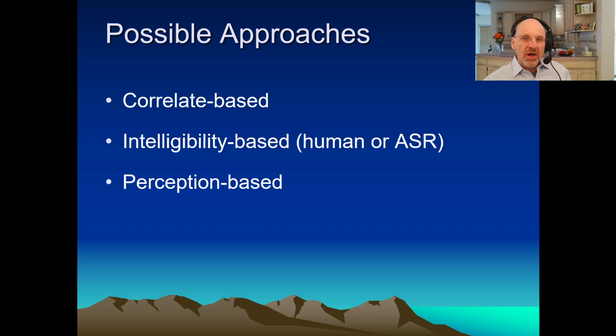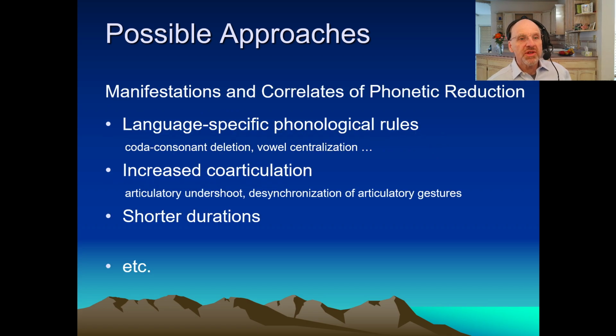A couple approaches you could take if you're interested in modeling reduction in dialogue. You could look at correlates, and that's what most previous research has done. Phonetic reduction has different correlates. You can look at the phonological rules, you can look at increased co-articulation. The most popular one in the literature has been to look at shorter durations. In general, if you speed up a word, if you say it really short, like a function word, it will be reduced. So there's a strong correlation there, at least in some genres of speech, and people have exploited that.